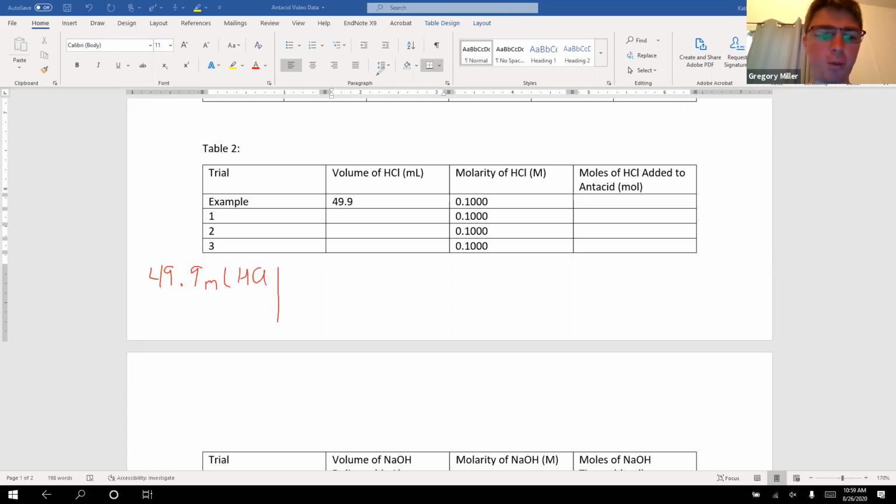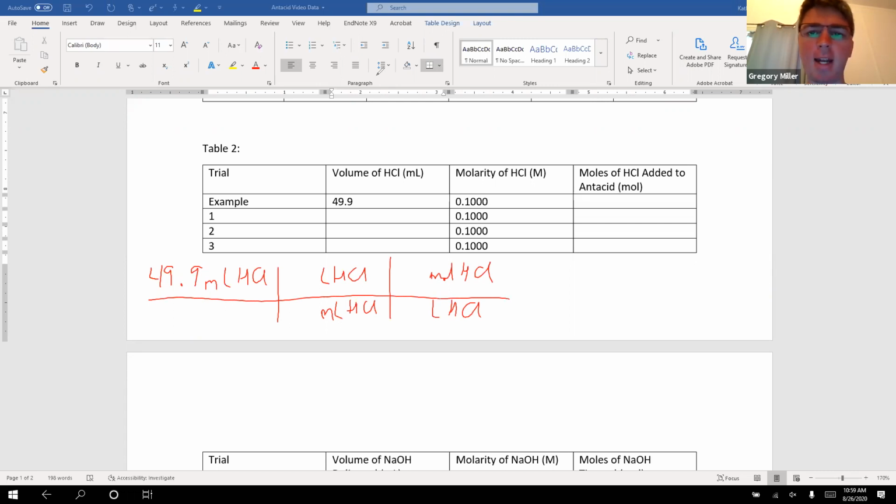So to get to moles, we'll need the molarity, but the molarity is in moles per liter. So we need to convert milliliters to liters. And then we can use the molarity to find the moles of HCl. Again, these are the moles added at the very beginning of the reaction, before we add the antacid, before we do anything else.